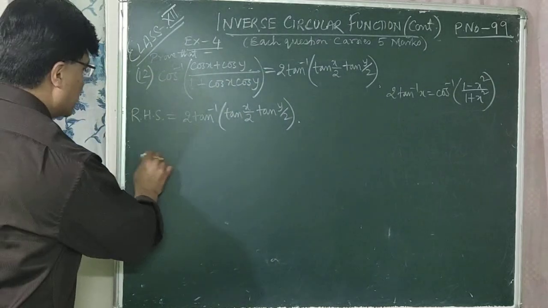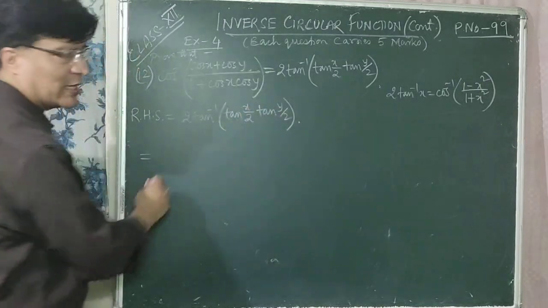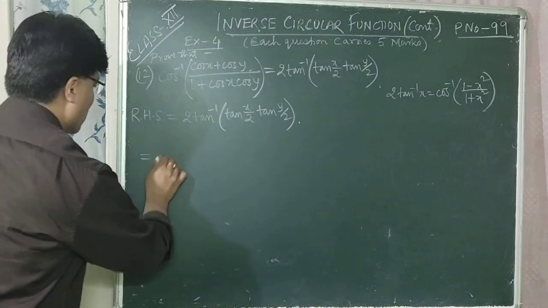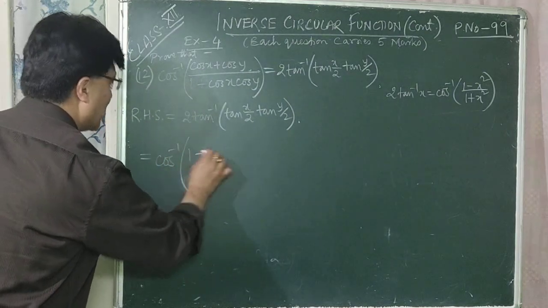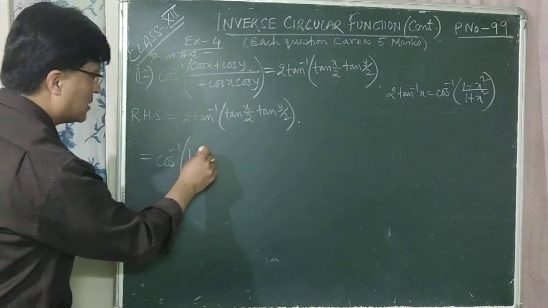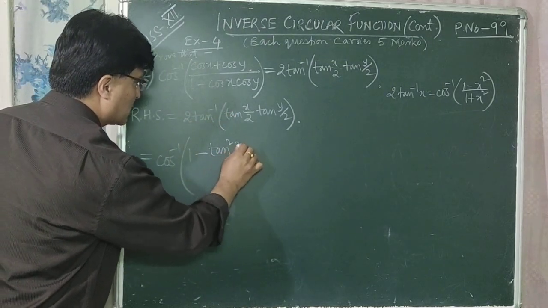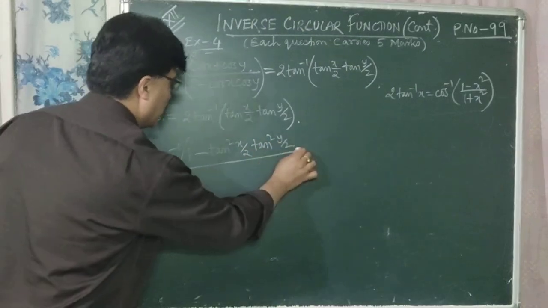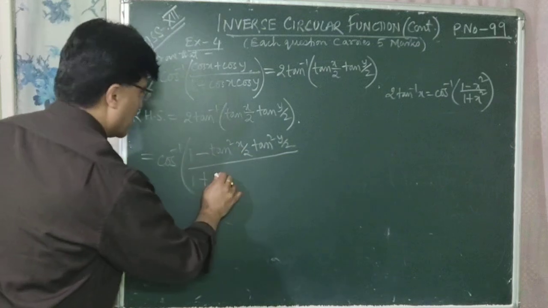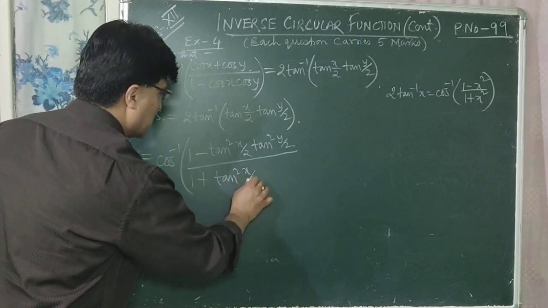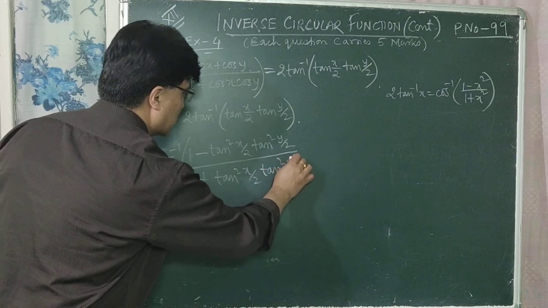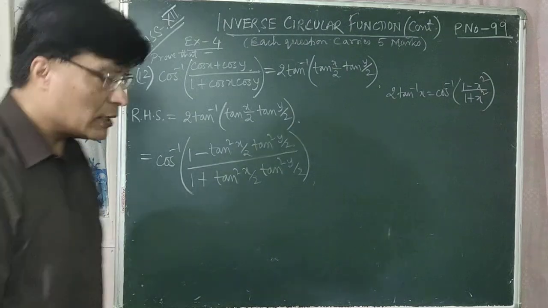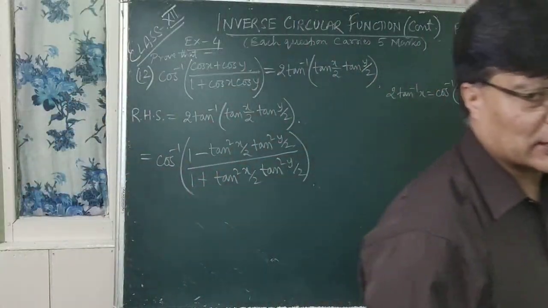Okay. So which is equal to, what is 2 tan inverse? What is x in this case? It is tan x by 2 into tan y by 2. Let us use that formula. Okay. So cos inverse, so within bracket 1 minus, what is x square in this case? It is tan square x by 2 tan square y by 2 whole divided by 1 plus x square. What is x square out here? It is tan square x by 2 then tan square y by 2. Is that clear?